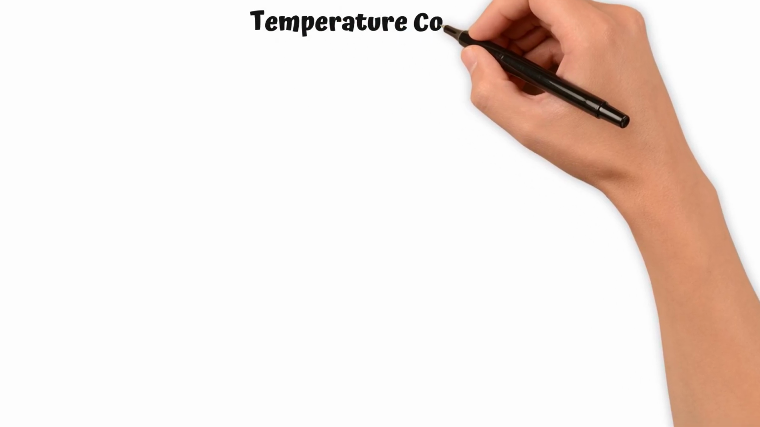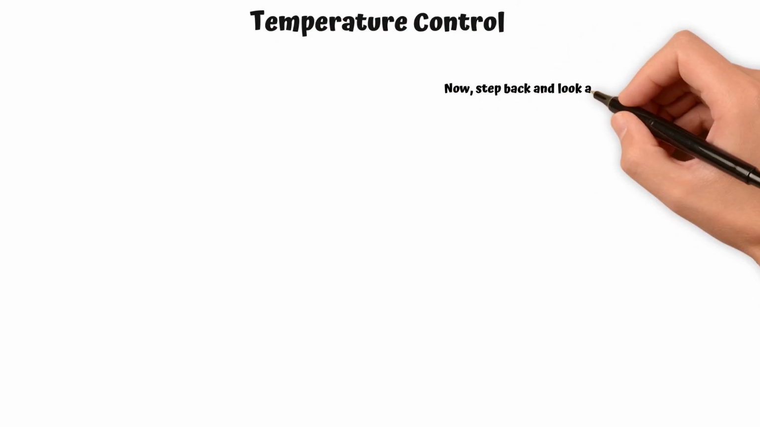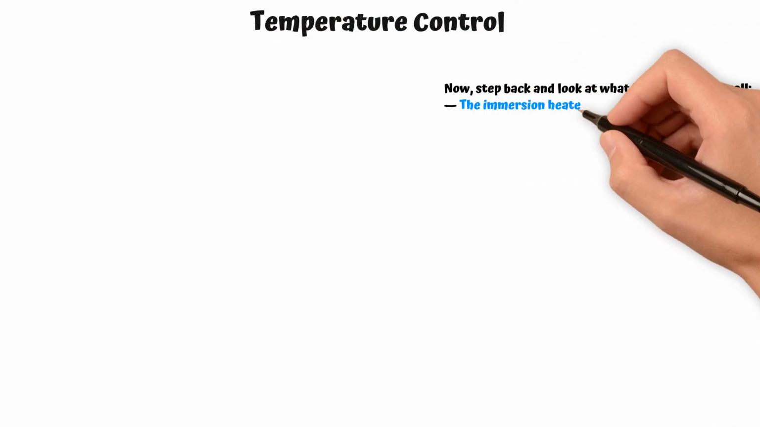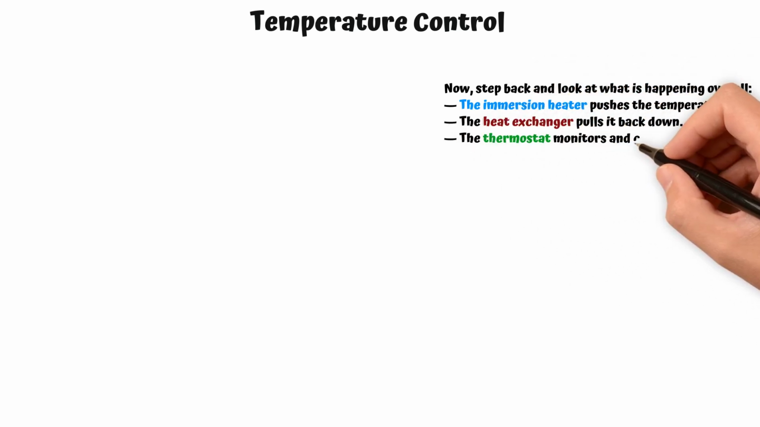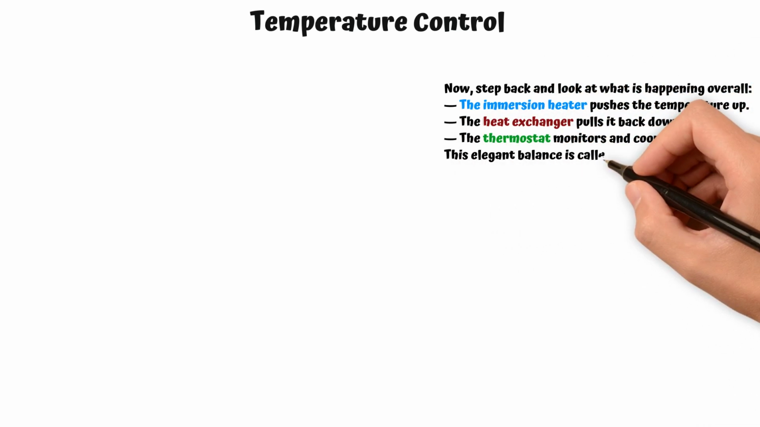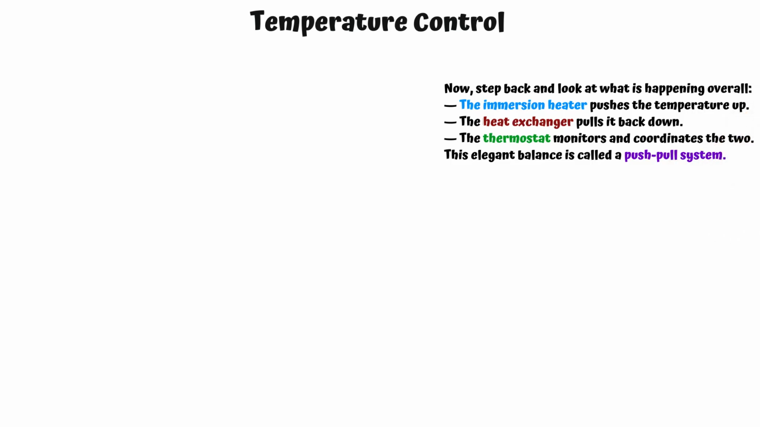Now, step back and look at what is happening overall. The immersion heater pushes the temperature up. The heat exchanger pulls it back down. The thermostat monitors and coordinates the two. This elegant balance is called a push-pull system. And when combined with the continuous movement of solution provided by the recirculation system, it allows developer temperature to be maintained within just plus or minus 0.5 degrees Celsius of the target, all day, every day.